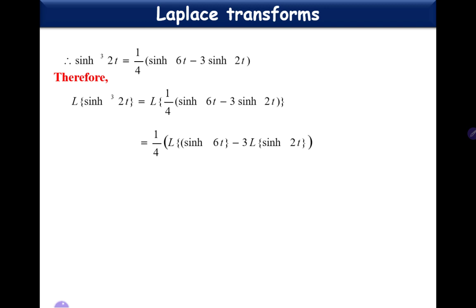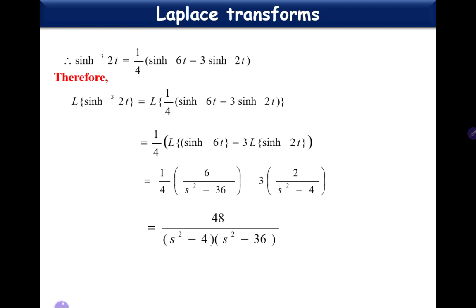What is L of sinh at? It is a by s square minus a square. Therefore L of sinh 6t is 6 by s square minus 36, and L of sinh 2t is 2 by s square minus 4. So after simplification we get it as 48 by (s square minus 4) into (s square minus 36).